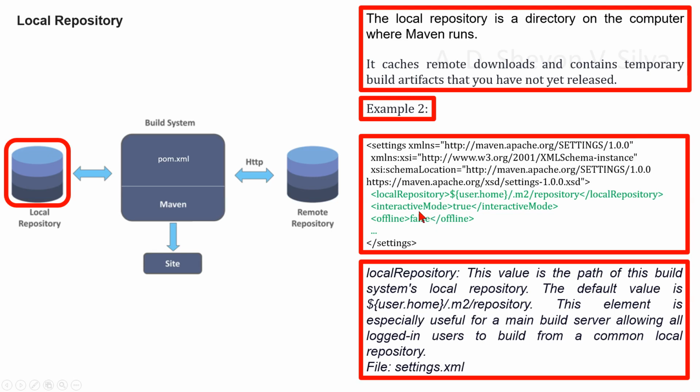So interactive mode: true if Maven should attempt to interact with the user for input, false if not, defaults to true. Offline: if this build system should operate in offline mode, defaults to false. This element is useful for build servers which cannot connect to a remote repository, either because of network setup or security reasons.